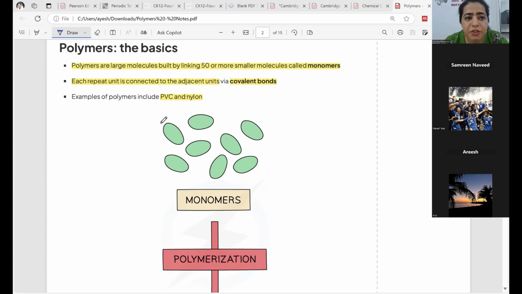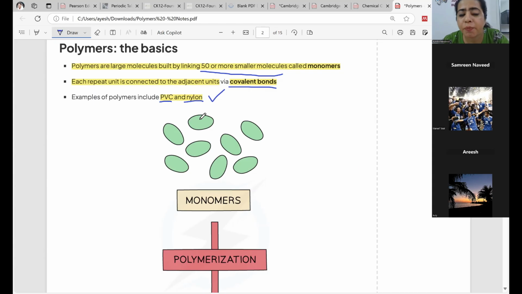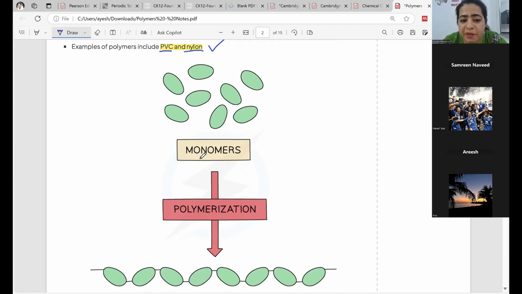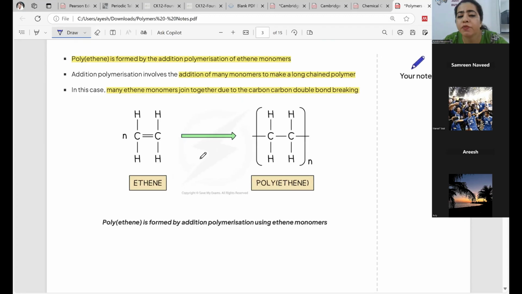So for definition, polymers are large molecules in which 50 or more smaller molecules combine together by the help of covalent bonds and make bigger polymers. Some simple examples of the polymers are PVC, plastic, and nylon. We will talk about these in detail. All the plastics that we use are formed by this polymerization reaction from the small monomers. Proteins in our body are one example of the polymers, which are made from amino acids. So we will talk about these examples in detail, how they can form.